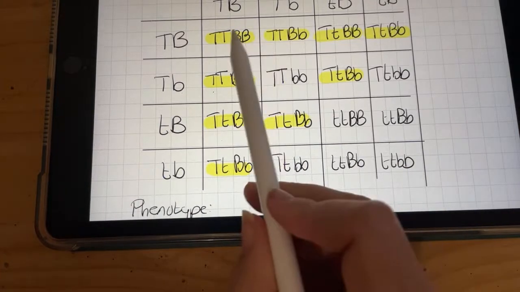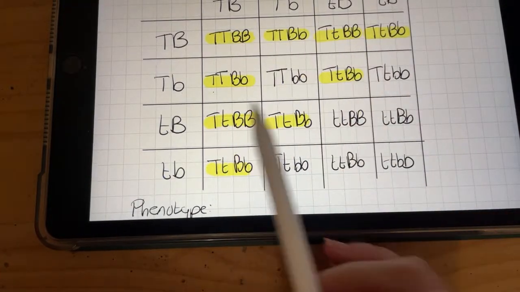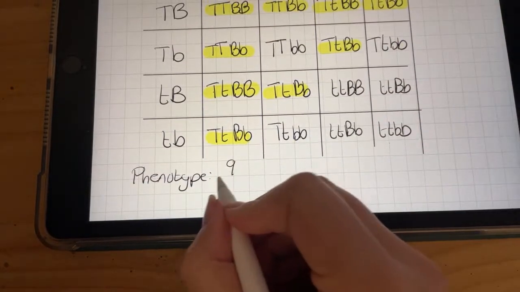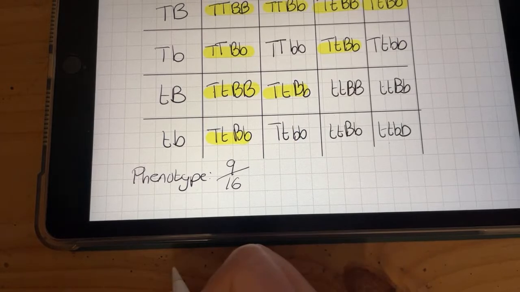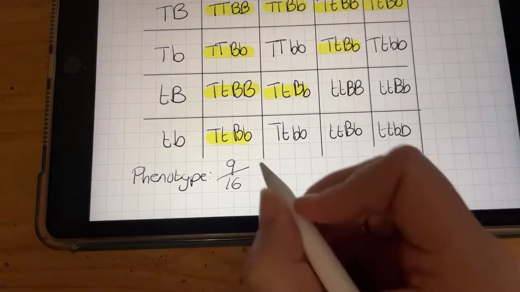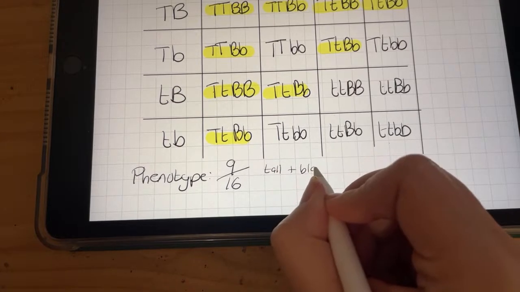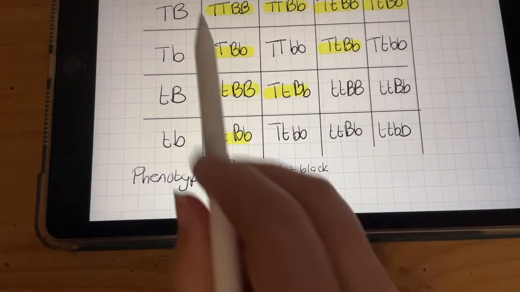So I should have 1, 2, 3, 4, 5, 6, 7, 8, 9. And I know that I'm correct because this is a part of our ratio that we must know off by heart. So these are all tall and black. All right, let's do the next one.